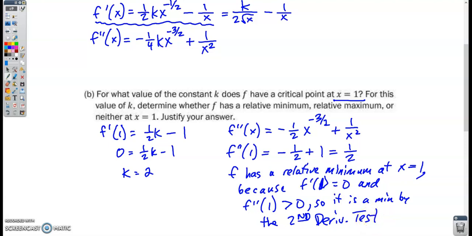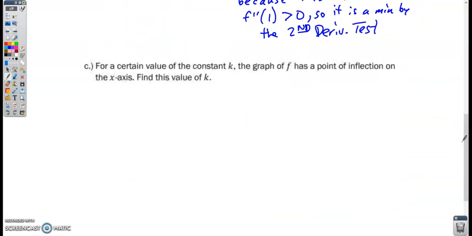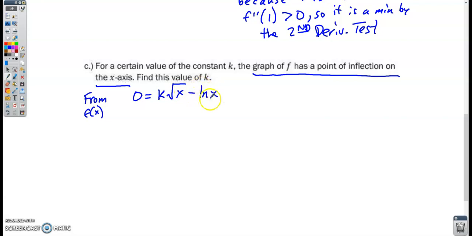And then we're going to move on to part C. For a certain value of the constant k, the graph of f has a point of inflection on the x-axis. Find this value of k. Okay, so if the graph of f has a point of inflection on the x-axis, there are two things that we know. That means that the function is equal to 0, and so I set the original function equal to 0. It also tells us, since there's a point of inflection there, that the second derivative of the function has to be equal to 0. And so I set the second derivative equal to 0.